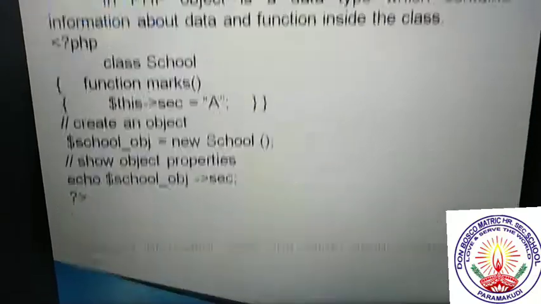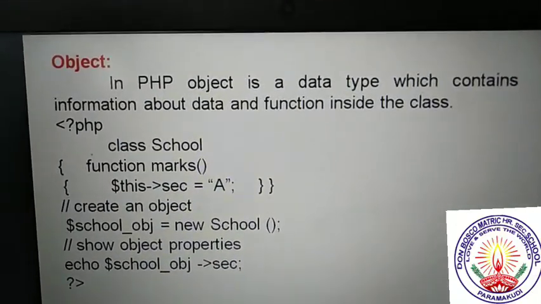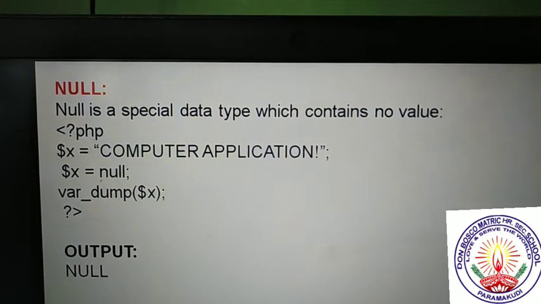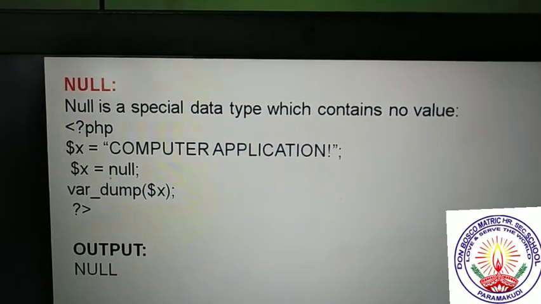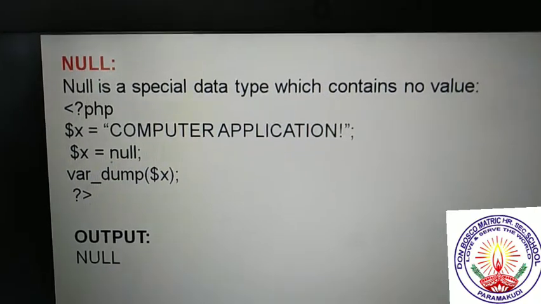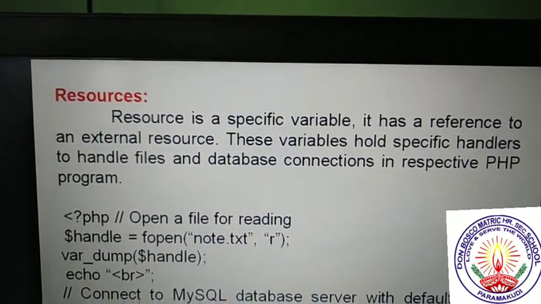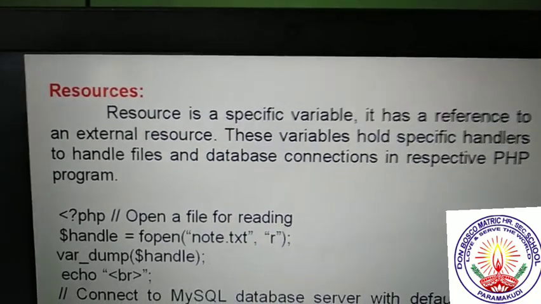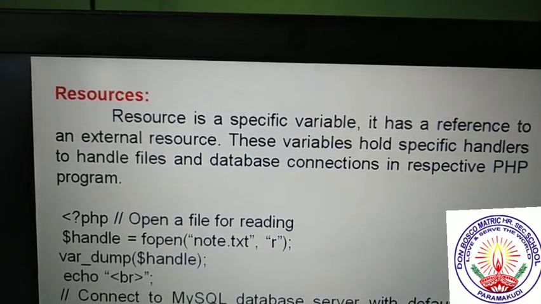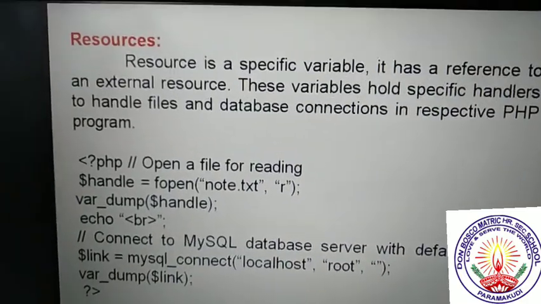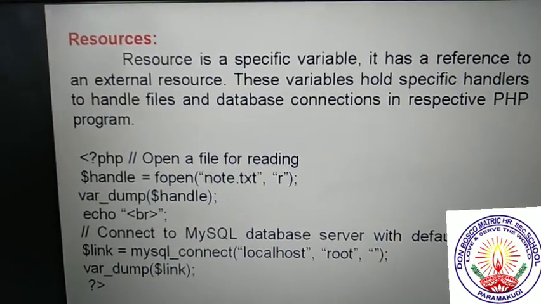And var_dump, object, null. So null means there is no value. It's an empty location. Okay. The last data type is resources. So resource is a specific variable. It has a reference to an external resource. So this is an example for resources.